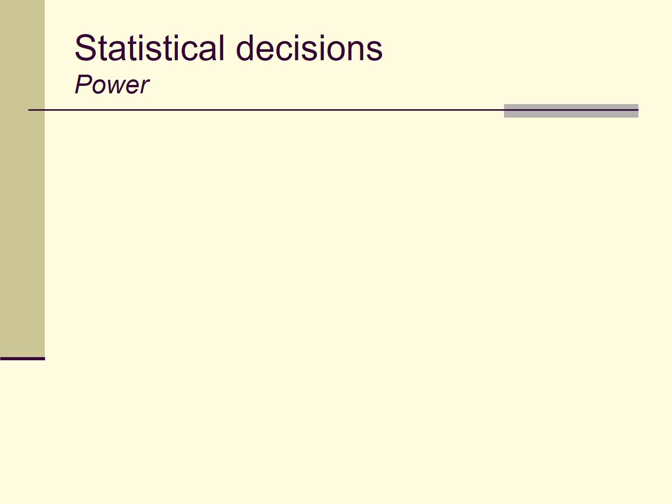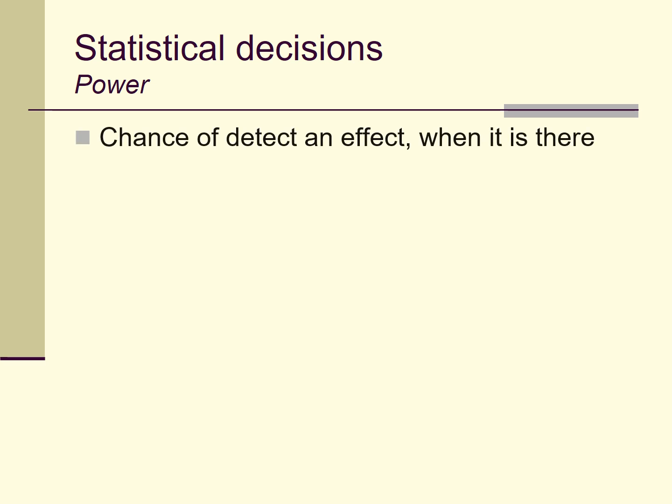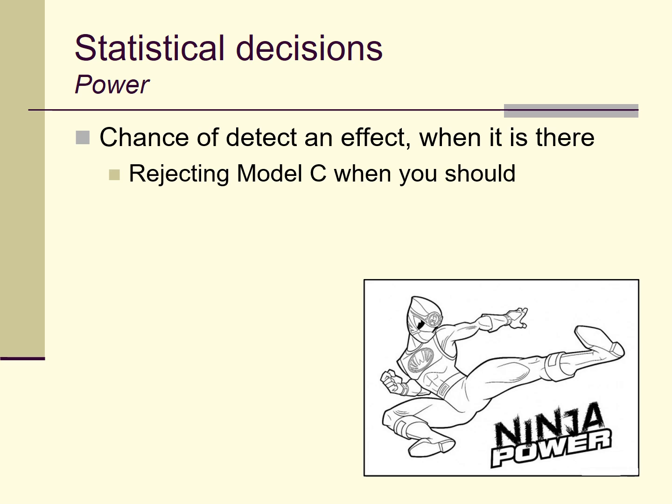So again, we probably don't think enough. I should say we probably think too much about type 1 error rate. We probably don't think enough about type 2 error rate. Probably don't think enough about effect sizes, and we probably don't think enough about power, which is defined as the chance of detecting an effect when one is there. If there really is a difference in the population, a correlation in the population, a whatever, what's our likelihood of being able to detect that? Being able to reject the null hypothesis or model C when really we should do so.